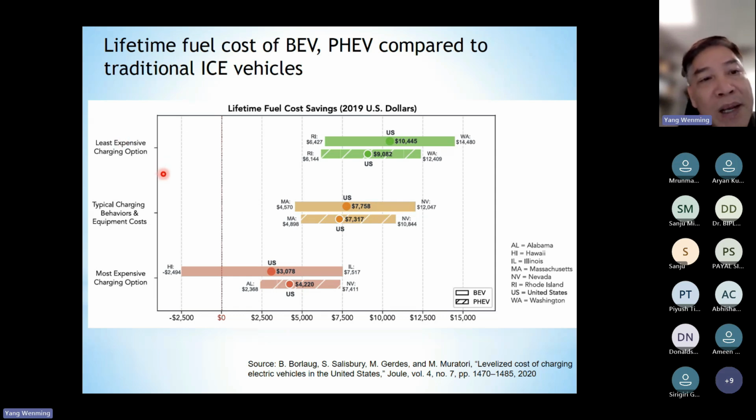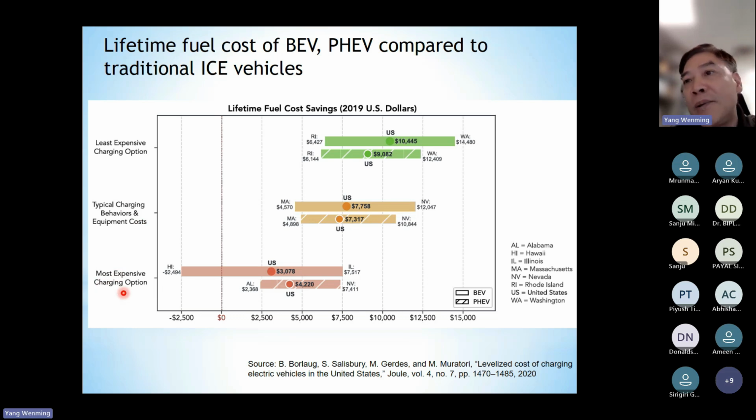Okay, so the first one is the least expensive charging option, which means the driver has very good practice. But this one is the typical charging behavior, for the normal customers. And this one is a more expensive charging option.